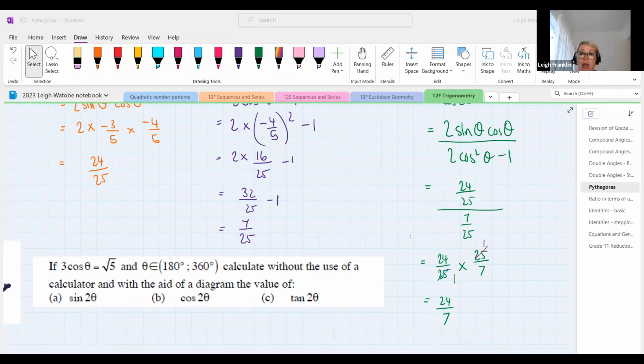Okay, so then it's multiplying top with top and bottom with bottom, because that's how we multiply fractions together. So I cancel down the 25 at the top with the 25 at the bottom. So I've got 24 times 1 in the numerator, which is 24, and 1 times 7 in the bottom, which is where 7 comes from. Okay, ma'am. Okay, no problem.